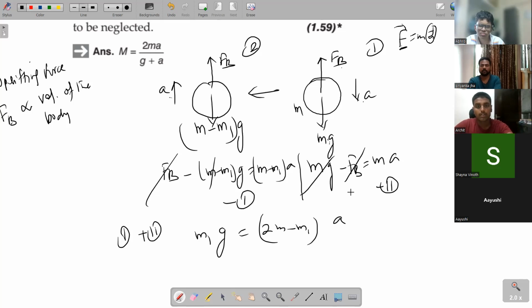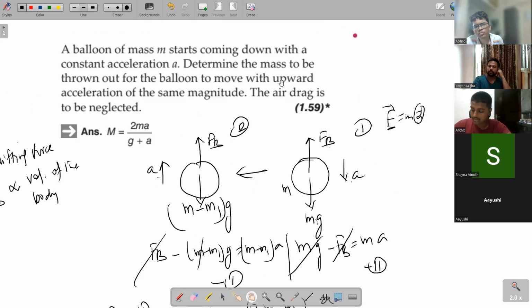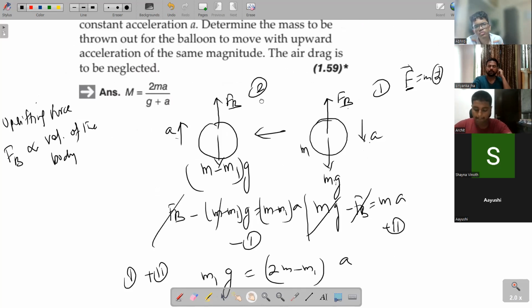Wait, how did the acceleration become upward in the second case? The question is saying that the object is thrown out so that the balloon rises with upward acceleration of the same magnitude.